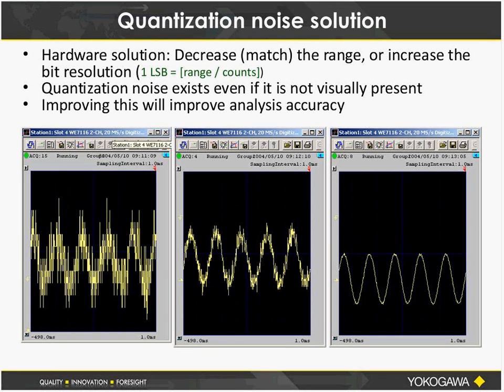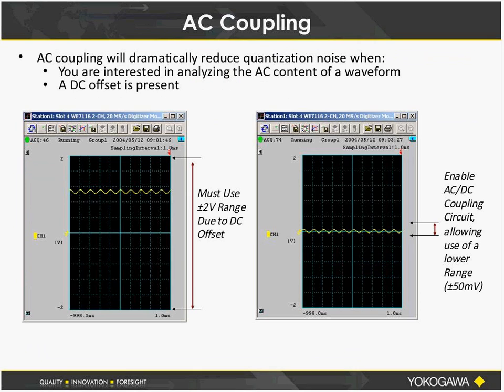So if you're making some sort of analysis or mathematical calculation based on your measurement, the accuracy of your measurement is going to be influenced by this quantization noise. So you really want to have the best raw data going into any analysis, because even if you don't see it, it is going to affect your measurement result.